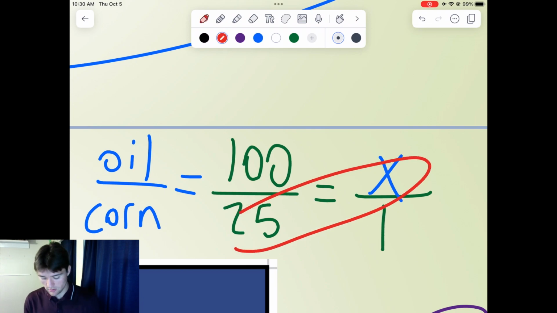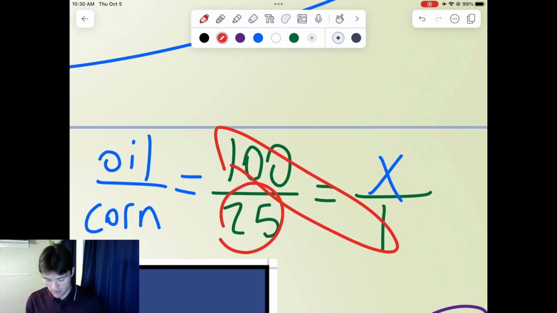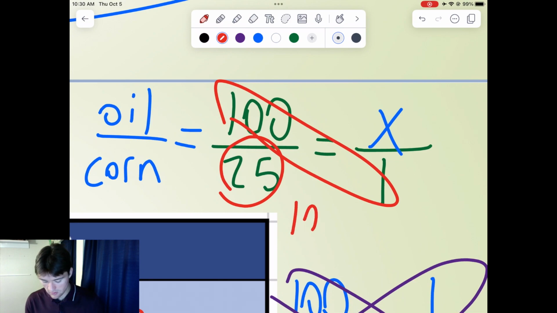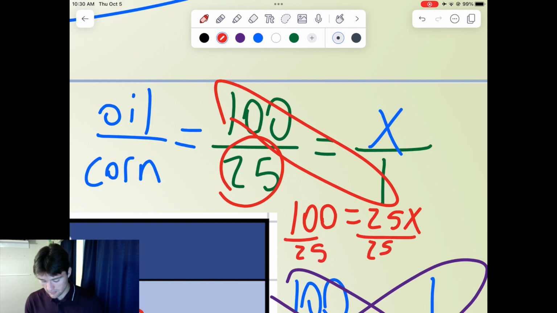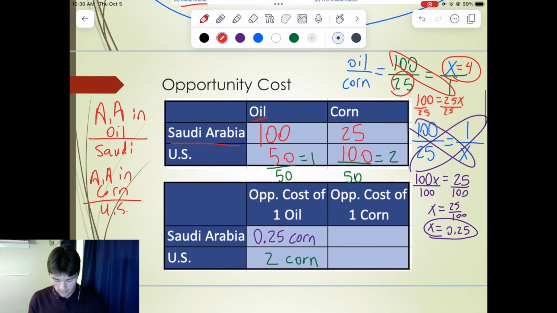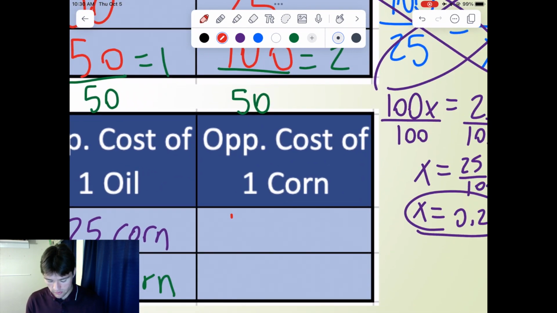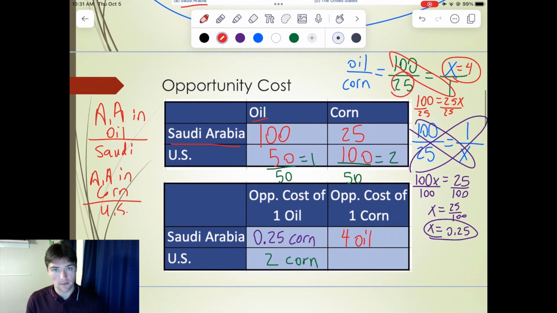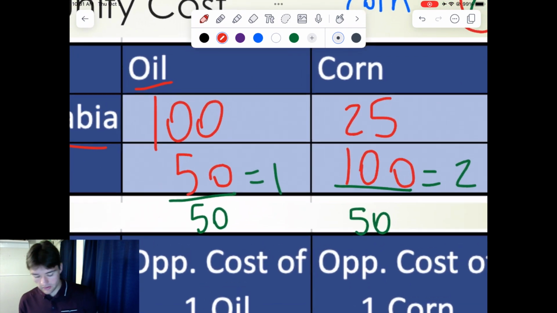So you're going to bat and ball here to where you get 100 equals 25x. You divide by 25, so x should equal 4. So the opportunity cost of 1 corn is 4 oil. That is the bat and ball method, or the butterfly method. You can also go my method.